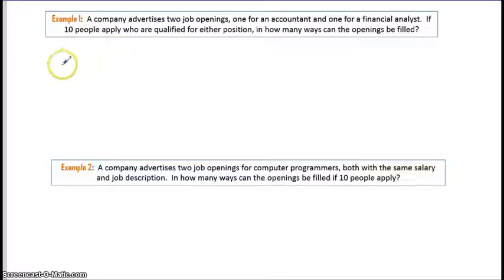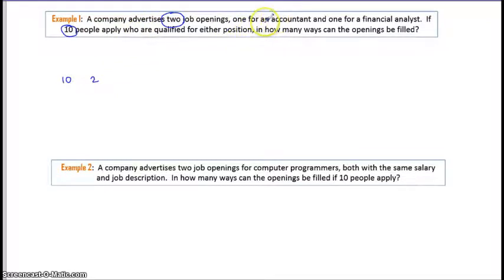filled? Well, what we have to think about here is, how many people are we choosing? We're choosing 2 people, and we're choosing them from a group of 10. So it should be clear that we're going to have 10 something. I'm going to leave that blank for now, 2. So now the question is, when we're choosing these 2 people, do we care about the order or do we not care about the order?